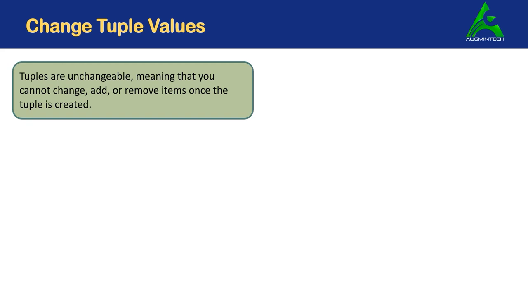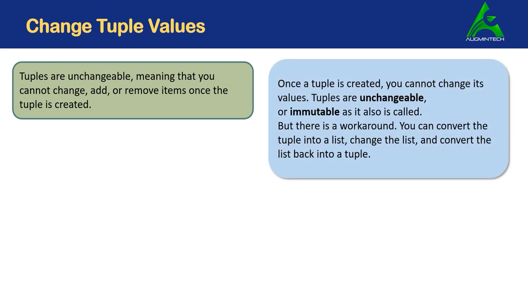Now let's change tuple values. Tuples are unchangeable, meaning once defined, you cannot change them. You cannot add or remove items once that tuple is created. Once a tuple is created, you cannot change its value. Tuples are unchangeable or immutable. But there is a workaround.